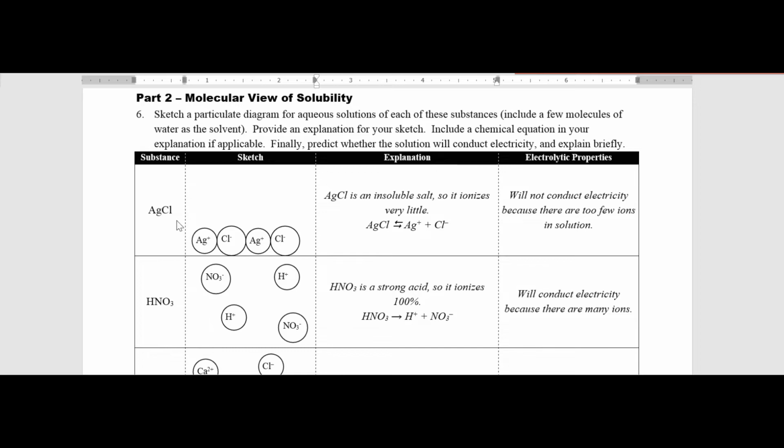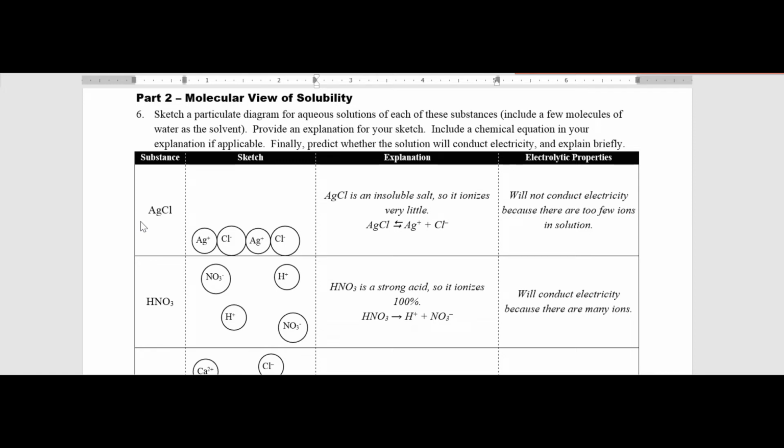So silver chloride, if you remember, is one of those that is not soluble. So remember, go back to your solubility rules. I gave that to you on the very first week. It's in one of your handouts. There's also a YouTube video on the website. So silver chloride is not really soluble. So it is an insoluble salt.